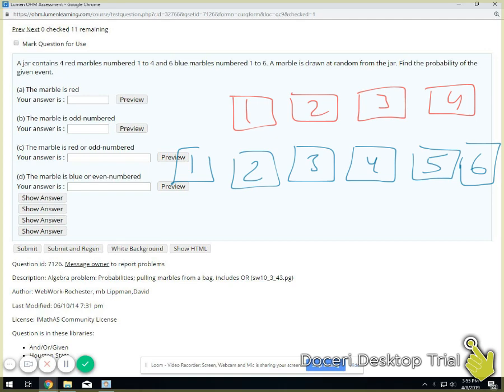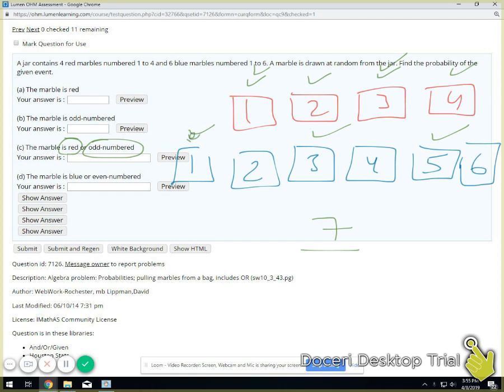Let's figure out how many of them meet the requirement of being either red or odd numbered. We've got a red, a red, a red, and a red. And then we've got an odd numbered, odd numbered, odd numbered, another odd numbered, another odd numbered. However, we're not going to double count the marbles that we've already accounted for. So altogether, distinct marbles that are either red or odd numbered, there's 1, 2, 3, 4, 5, 6, 7. 7 of those kinds of marbles.